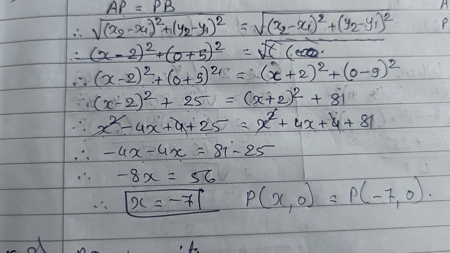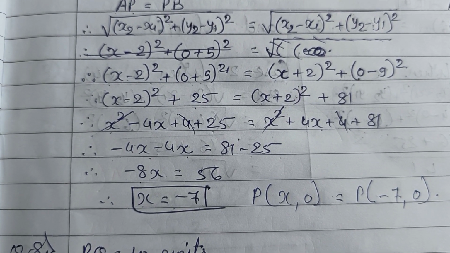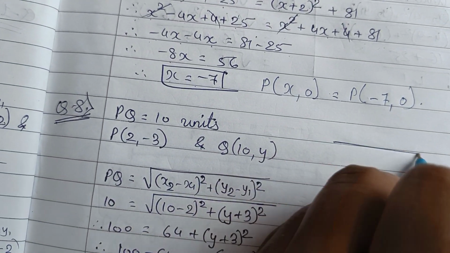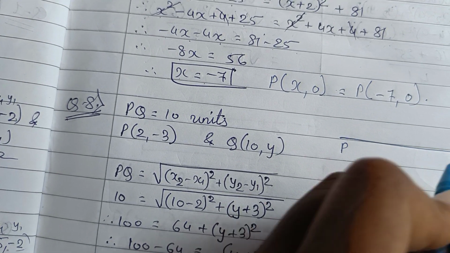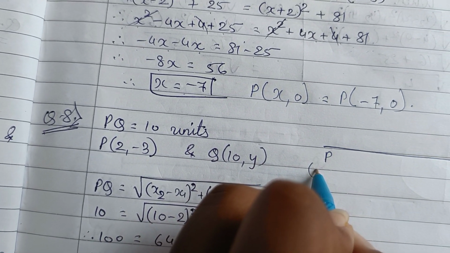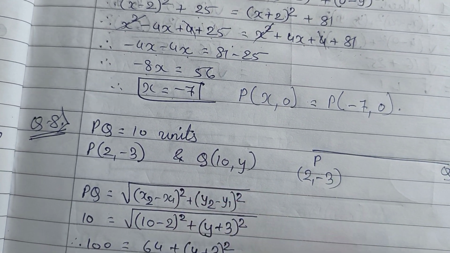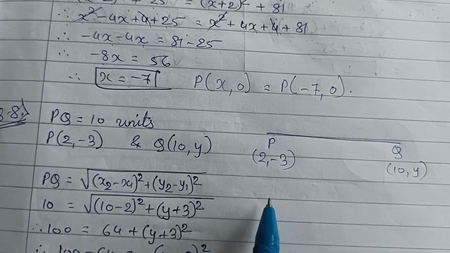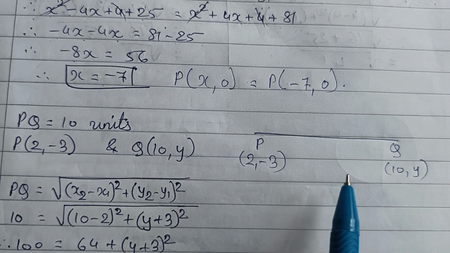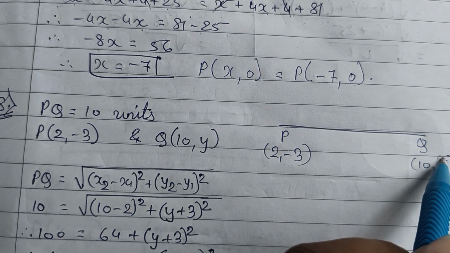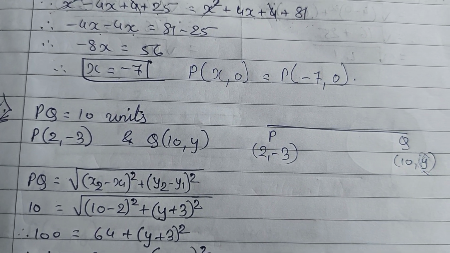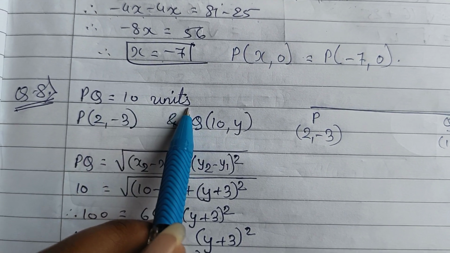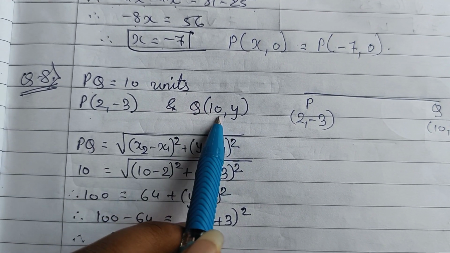Now question number 8. Find the values of y for which the distance between the points P and Q is 10 units. Now see, you are given a line segment PQ. You are provided with the points, that is (2, minus 3), and Q is (10, y). You have to find the distance between this. Now see, the distance is given, but you are not given the y coordinate. Okay, so we have to find this coordinate. The distance PQ is 10 units between both the points. P is this and Q is this.